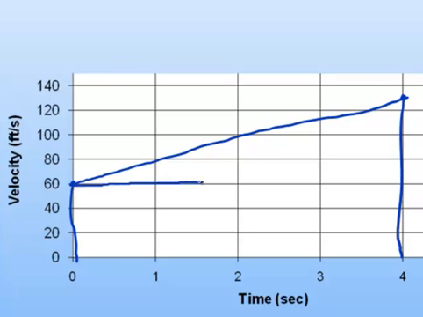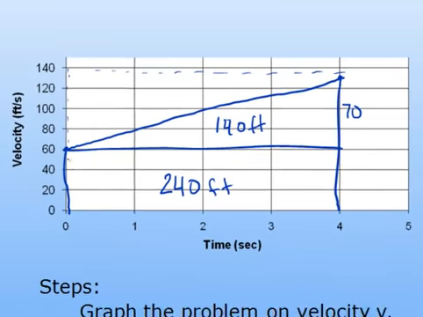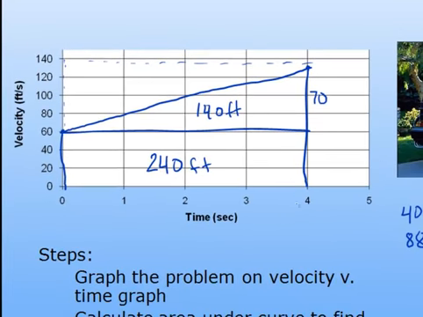It's probably easiest if we break this into a rectangle. The bottom rectangle is 60 tall by 4 seconds. That's 240 feet. And this triangle here is 70 tall by 4 seconds, but it's half of this rectangle. Half of this rectangle is 1/2 times 4 times 70. That's 280 divided by 2, or 140 feet. And so the total area underneath would be 380 feet.